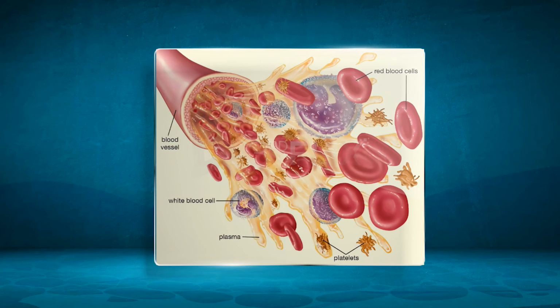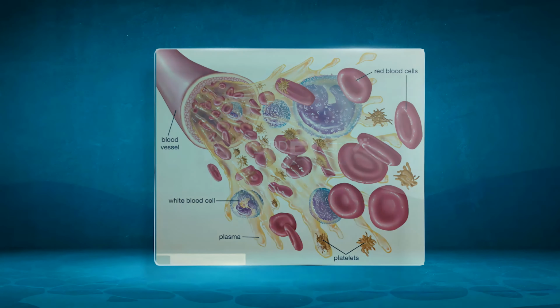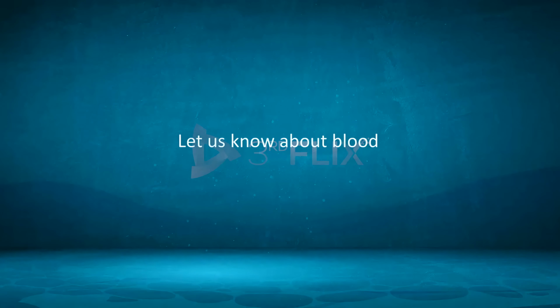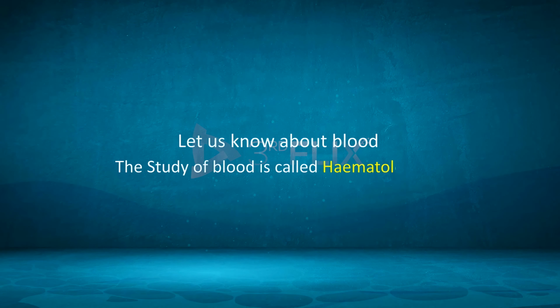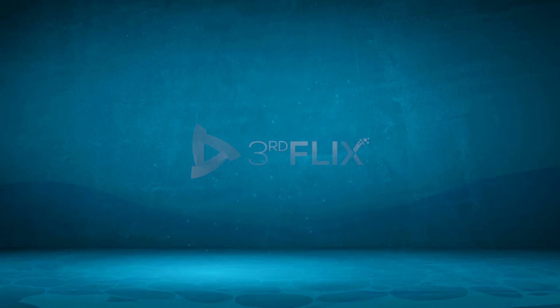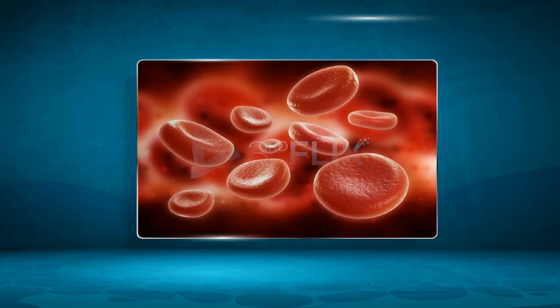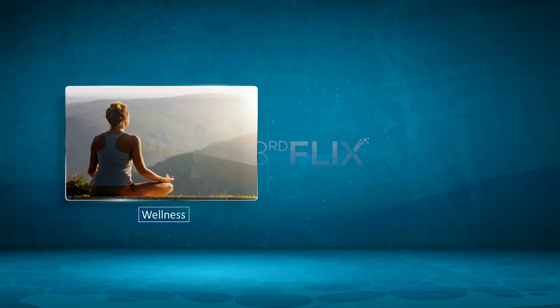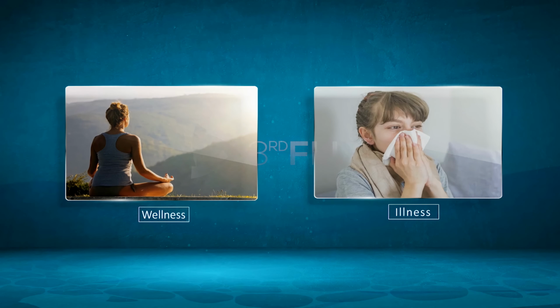It is made up of various components as shown. Let us know about blood. The study of blood is called hematology. Blood is an opaque, red-colored, slightly alkaline fluid. We can diagnose our wellness or illness through blood.